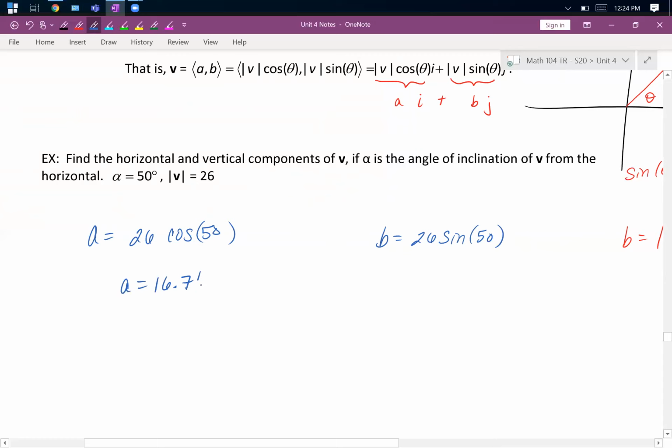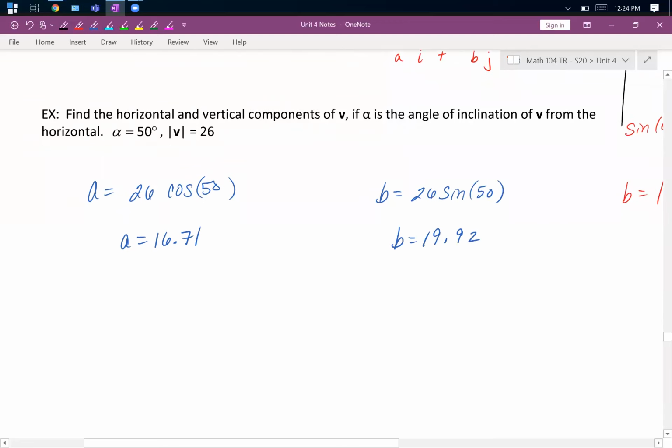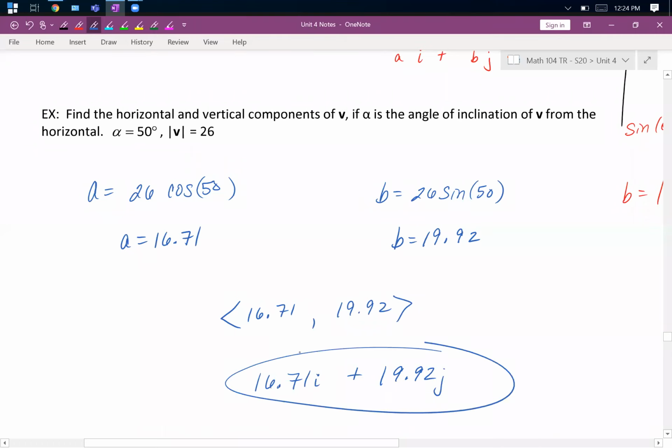A equals 16.7. B equals 19.92. And then we could either write that with our angle brackets or in our Ai plus Bj notation. So that'd be 16.71i plus 19.92j. And there we go.